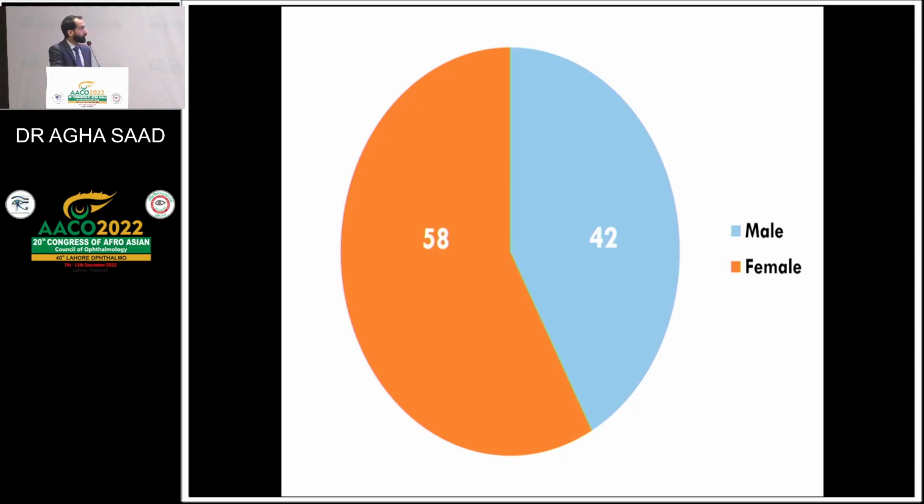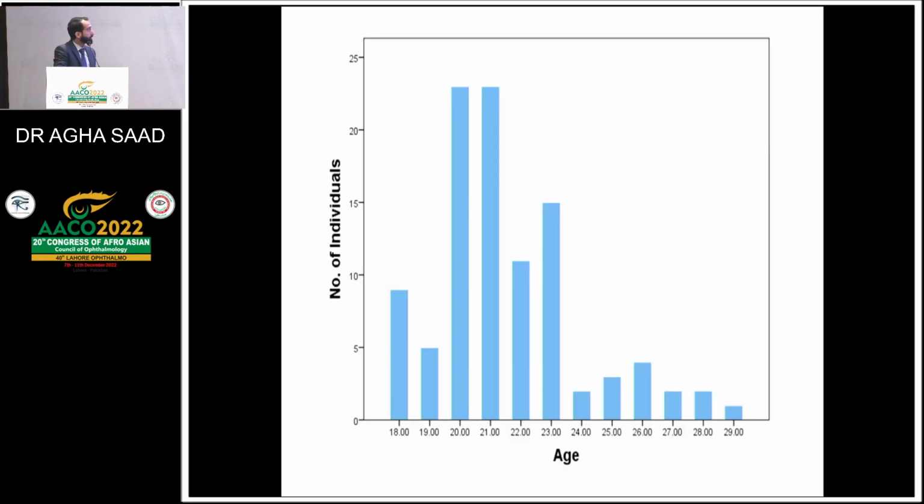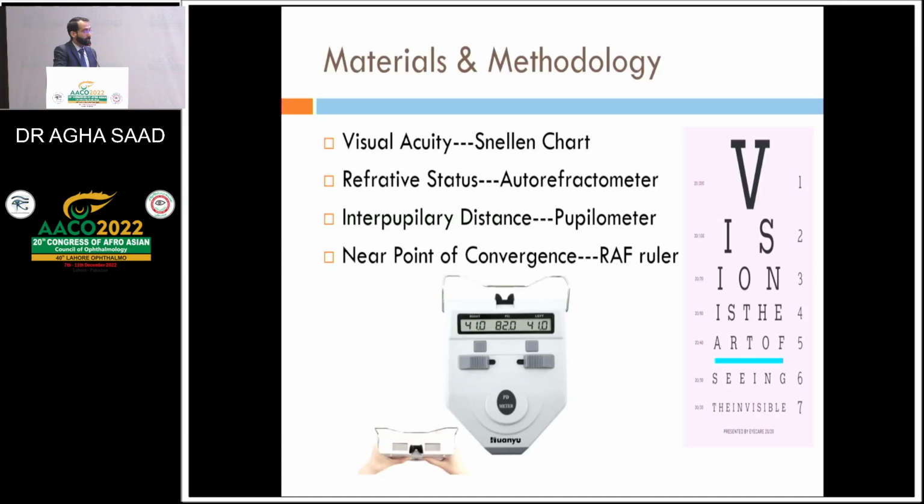There were 42 males and 58 females included in this study. The graph represents the number of individuals according to their age. Visual acuity was recorded on a Snellen visual acuity chart. Refractive status was confirmed on an autorefractometer. Interpupillary distance was measured on a pupillometer, and near point of convergence was noted on an RAF ruler.